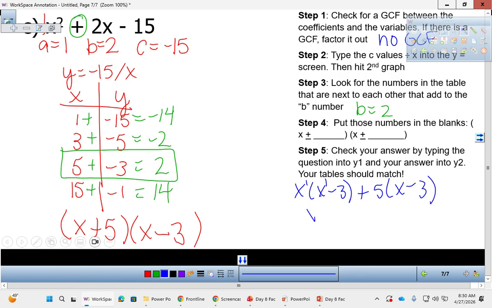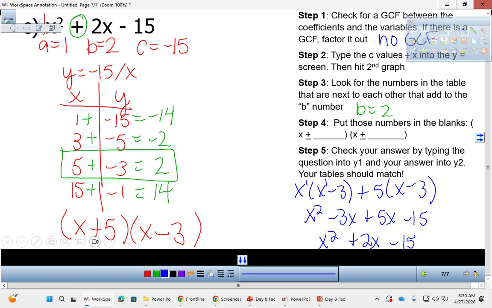Add the exponents. X times negative 3 is negative 3x. 5 times x is positive 5x. 5 times negative 3 is negative 15. Negative 3 plus positive 5 is positive 2x. If you put the symbols the other way, you'd end up with a negative 2x, and it wouldn't be the same as when you started. So the symbols matter. You okay with that one?